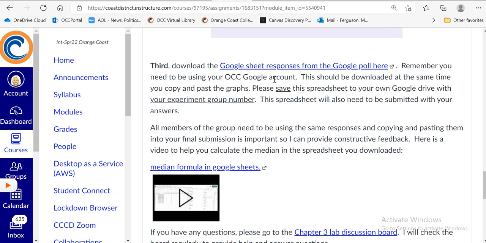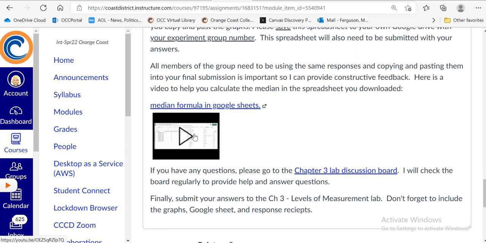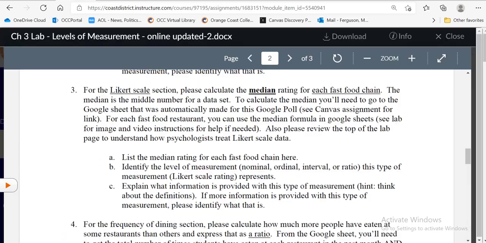You're going to take that Google response sheet and name it for your own group. You're going to save it to your own Google Drive, personalizing it so that you're not changing it for everybody else. And you're going to create a median formula so that you can get the median that it is asking for here. So that video shows you how to do that.